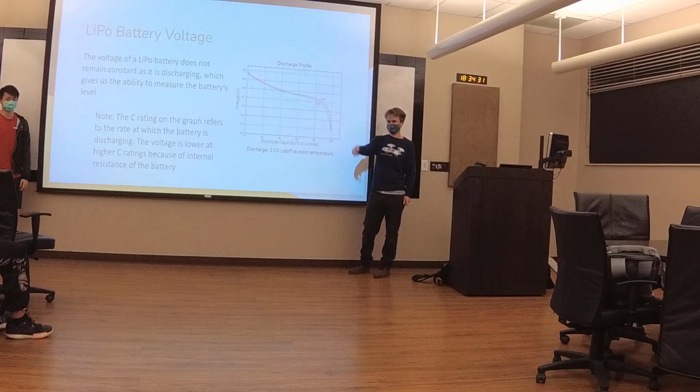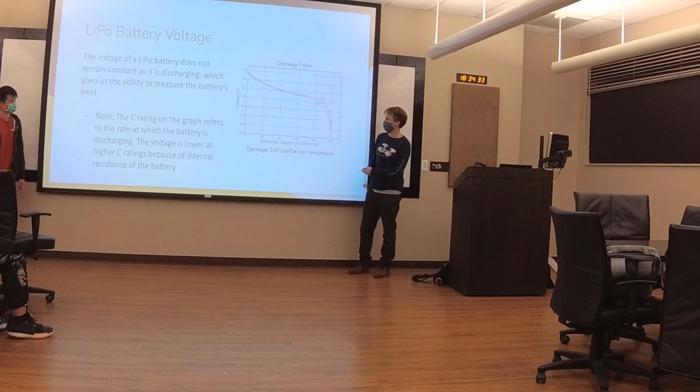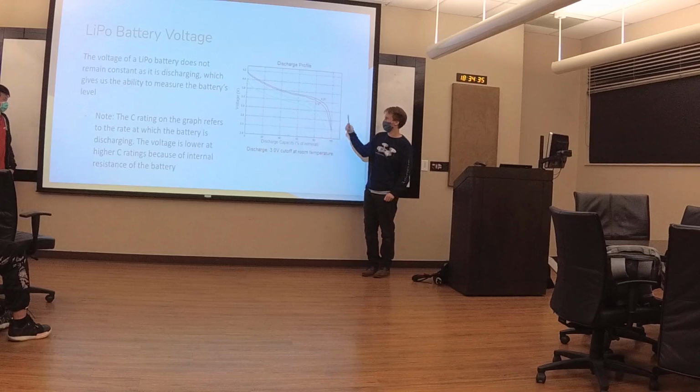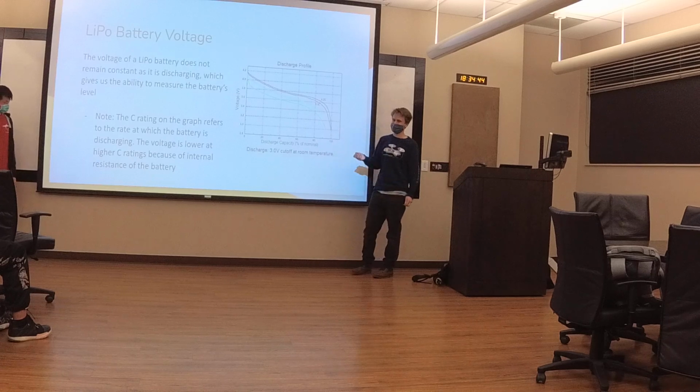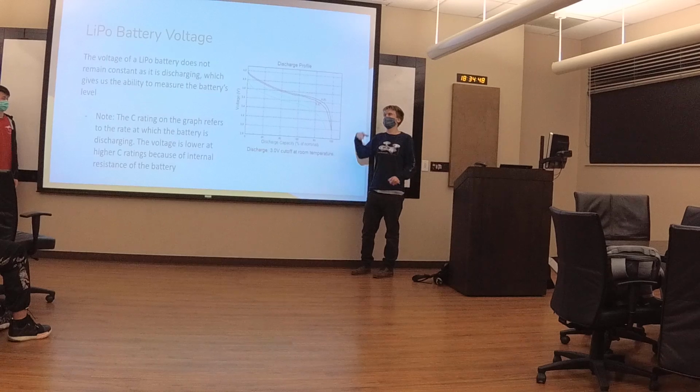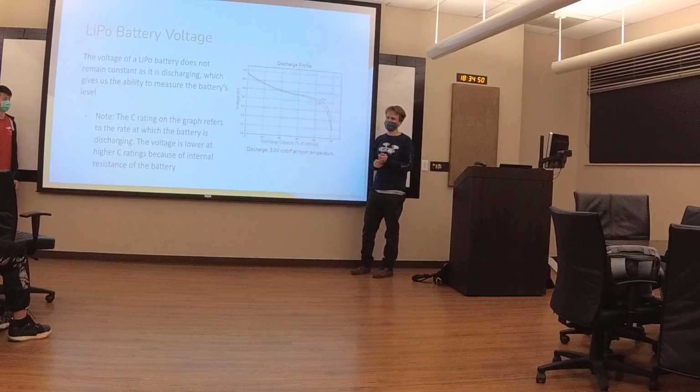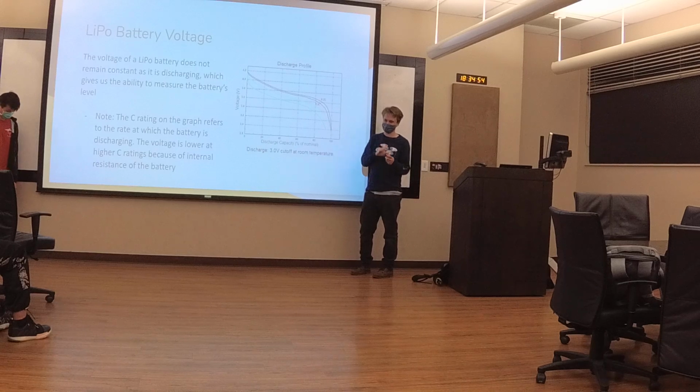Yes, and you had a question. What are the different colors? Right, so the different colors, I almost forgot to talk about this. They correspond to different C ratings. This is 0.2, 0.5, 1.0, and 2.0. The C rating is the rate at which you can discharge the battery, essentially. So higher C ratings mean you can discharge it at a faster rate.